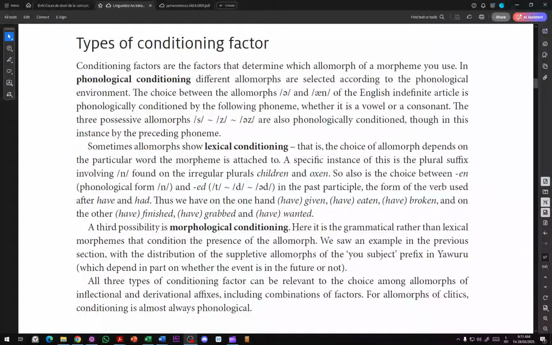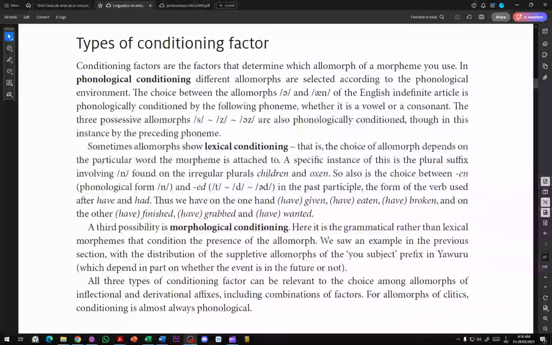In phonological conditioning, different allomorphs are selected according to the phonological environment. The choice between the allomorphs a and an of the English indefinite article is phonologically conditioned by the following phoneme, whether it is a vowel or a consonant. The three possessive allomorphs s, z, and ez are also phonologically conditioned, though in this instance by the preceding phoneme.